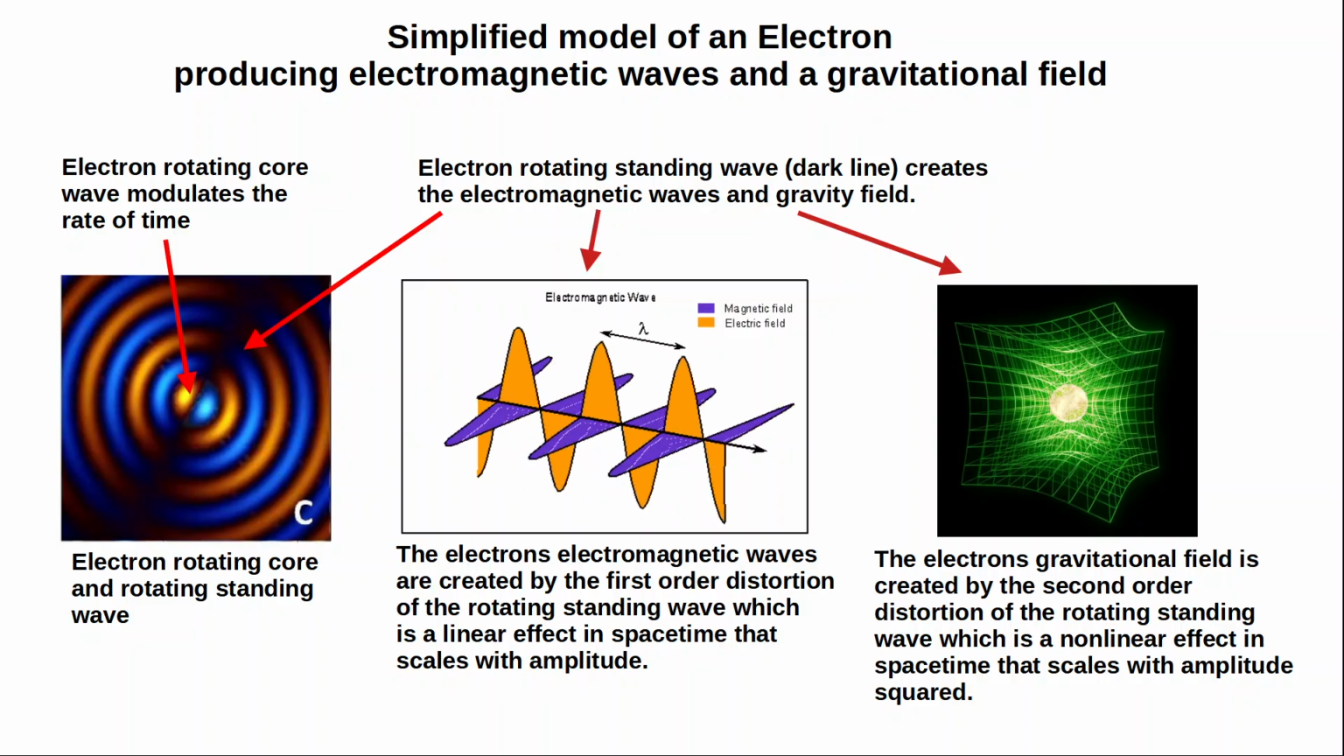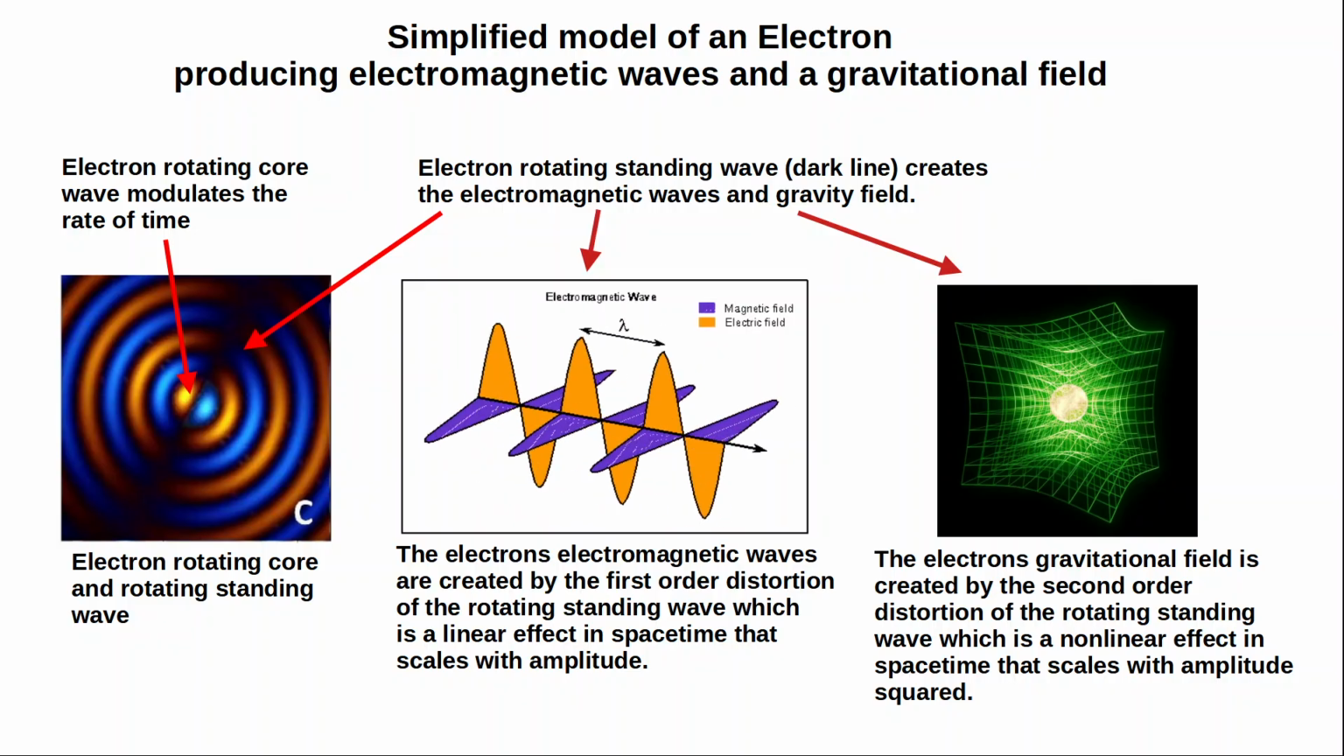And if you want to learn more about this, refer to the references at the end of this paper that will describe oscillating space-time and how an electron creates electromagnetic waves in further detail, along with gravitational fields and much more insight into our universe.